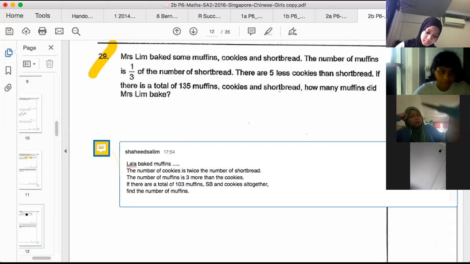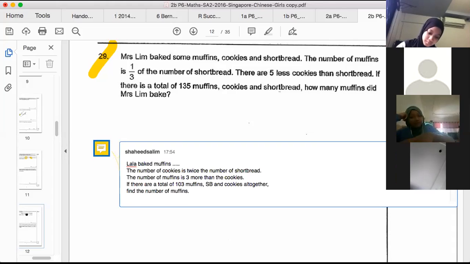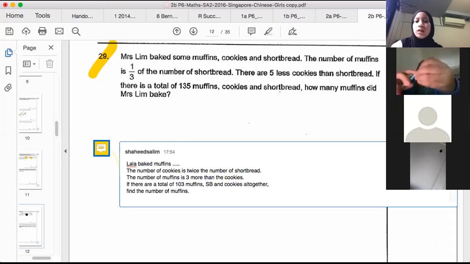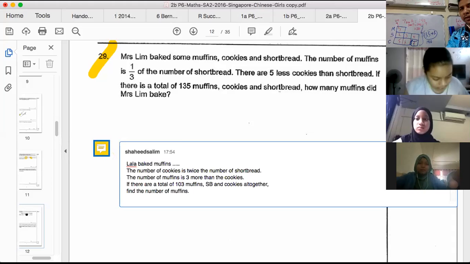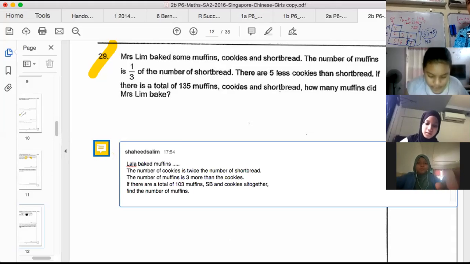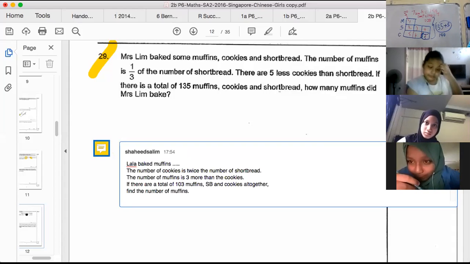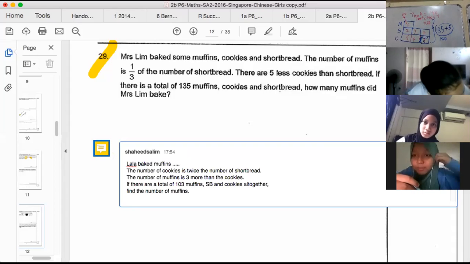Ika, why? You look so unmotivated, Ika. What happened? Are you angry? Mr. Shaheed, can I see the working at the back? Okay. Can you see? Is it big enough?